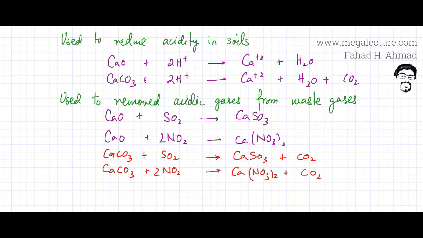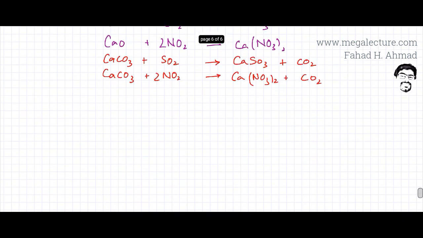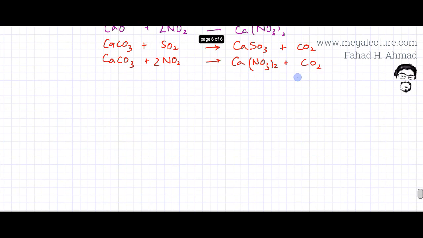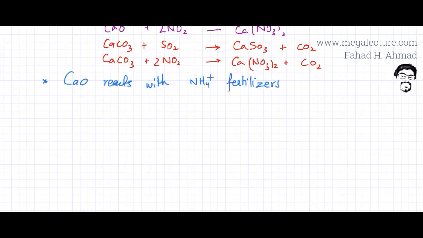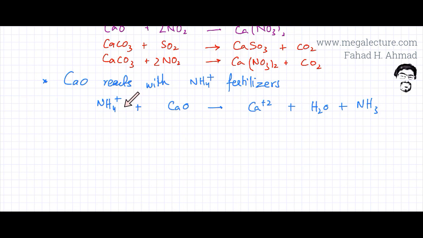There is one problem associated with calcium oxide and soils. Calcium oxide, which is basic, is going to react with ammonium fertilizers. Fertilizers containing ammonium ions or ammonium salts will react with calcium oxide. The ammonium ions in the fertilizer act as Bronsted-Lowry acids. They lose their H+ ions, and those H+ ions react with the oxide ions from calcium oxide to produce water.